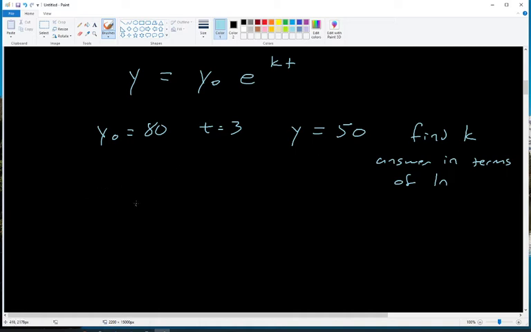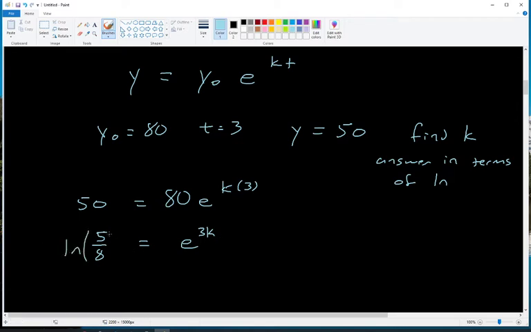So what that means is we're going to leave the k in its exact form. So, okay, y naught is 80, so I'm going to replace y naught with 80. We have e to the k times 3. And y itself is 50. So I need to get the e by itself, so I divide the 80 across. 50 divided by 80 is 5/8. That equals e to the k times 3. We could say 3k either way. K times 3 and 3 times k are the same.